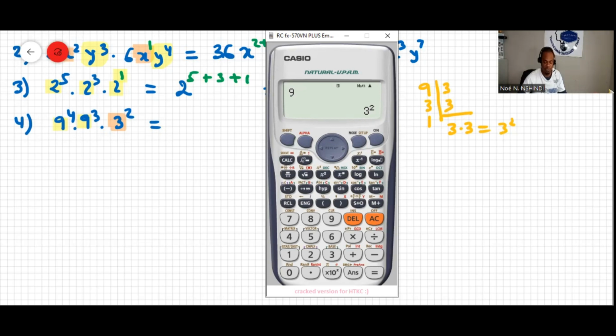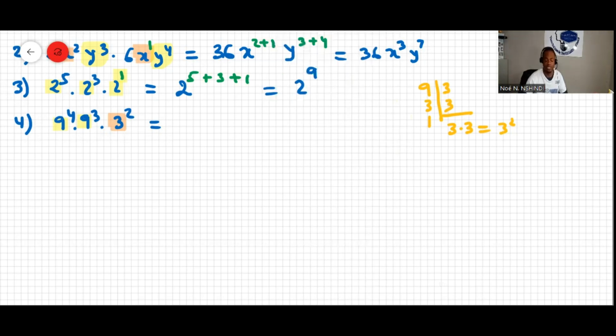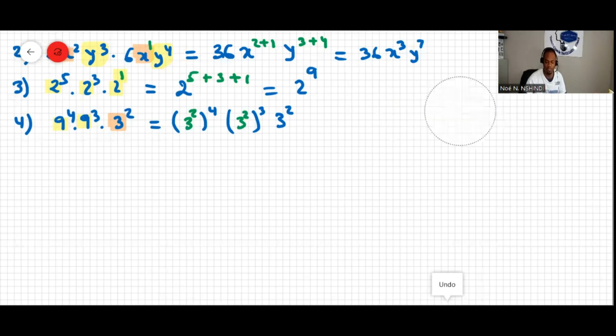Now, we are going to reduce each base in terms of the prime factor. And then I will write it was 9 to the power 4. I'll keep it like that. And then 9 to the power 3, and then 3 squared. Now, if I reduce 9 to the power of 4, it's going to be 3 to the power of 2, all raised to 4, and then 3 to the power of 2. Now, there is a law of exponent that will intervene over here. Let me erase this.